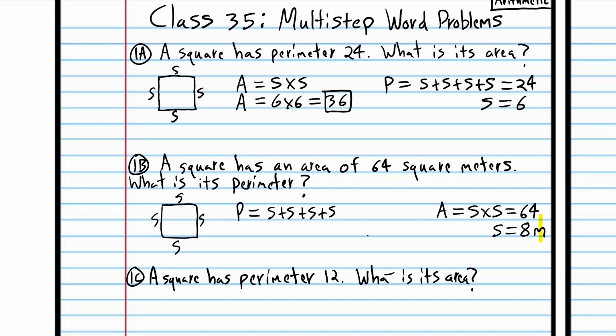So now we know the side length, so we can find the perimeter. We just plug in the 8. And 8 added 4 times is just 8 times 4. You should know that from your multiplication facts. That would be 32 meters.